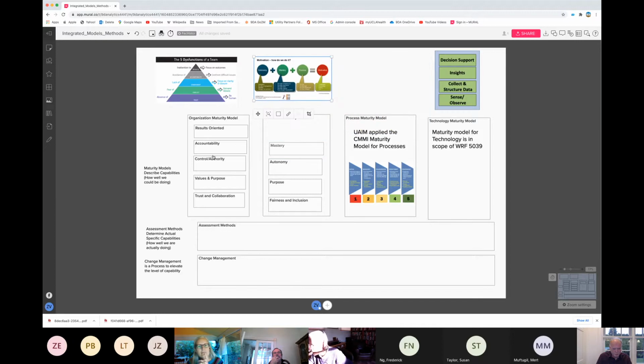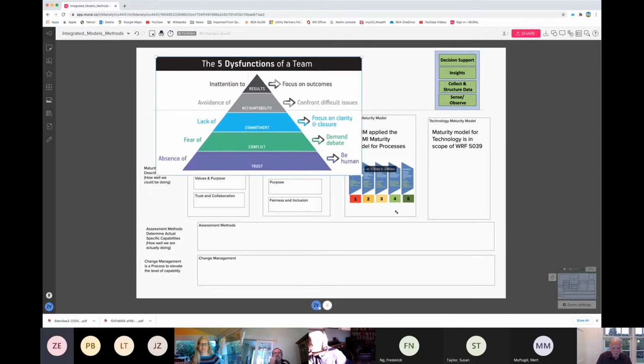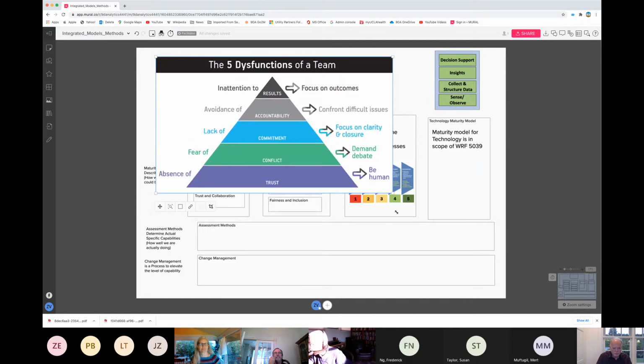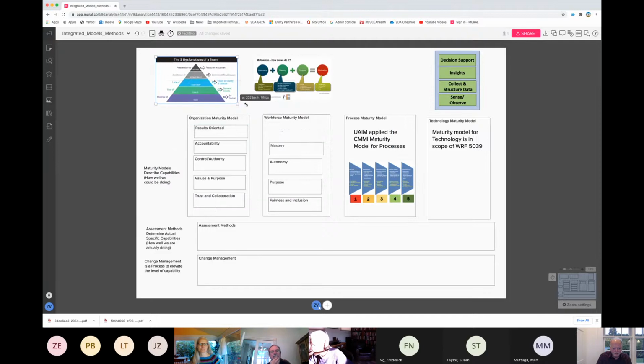Results-oriented accountability comes from Patrick Lencioni, The Five Dysfunctions of a Team. So it's not something that I've specifically invented. I intentionally use models that are fairly broadly used, and I included fairness and inclusion here, adding it to the motivation and how we do it.